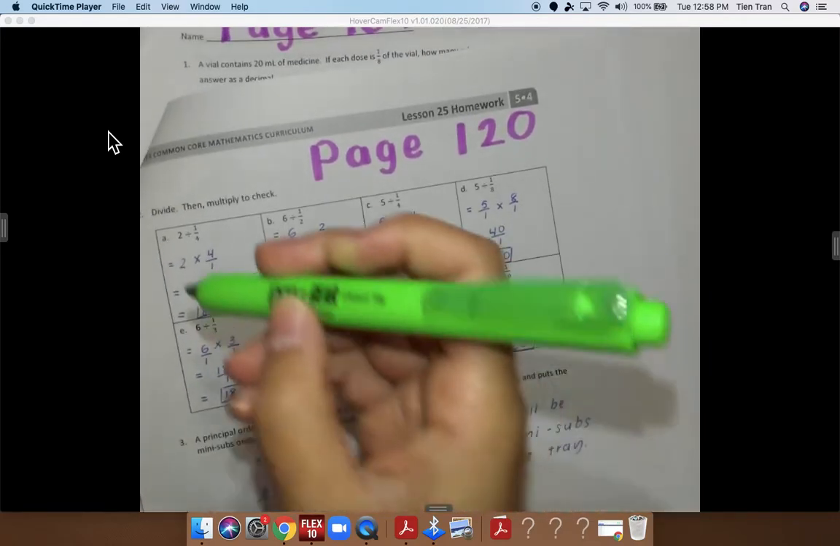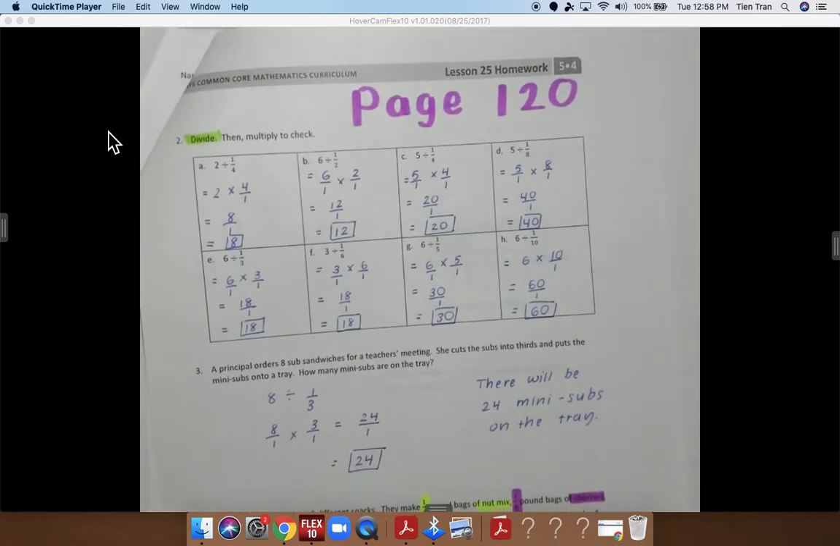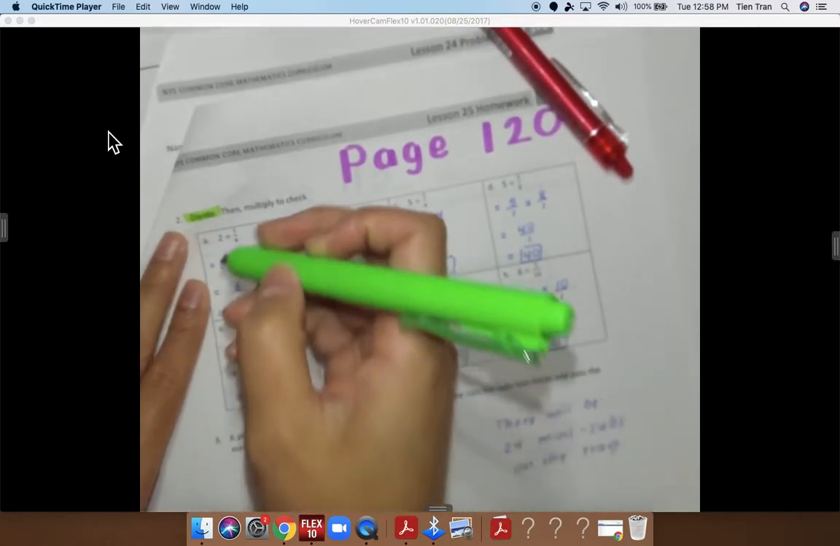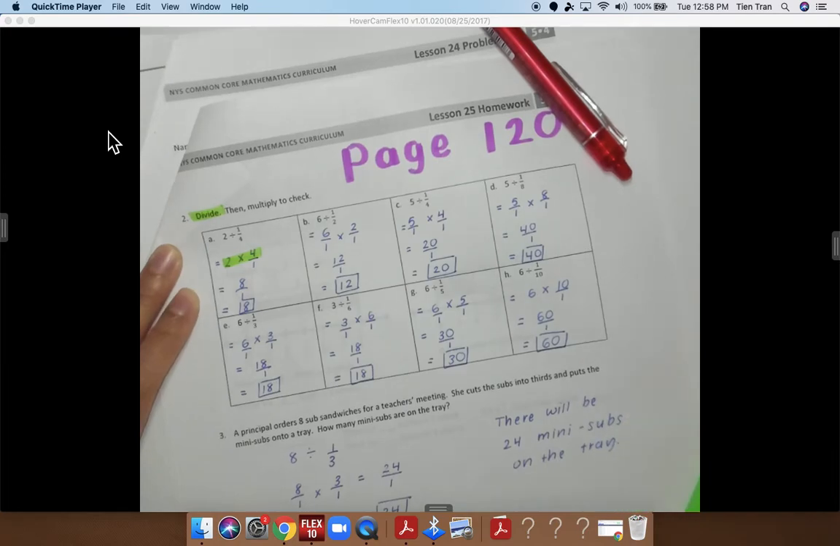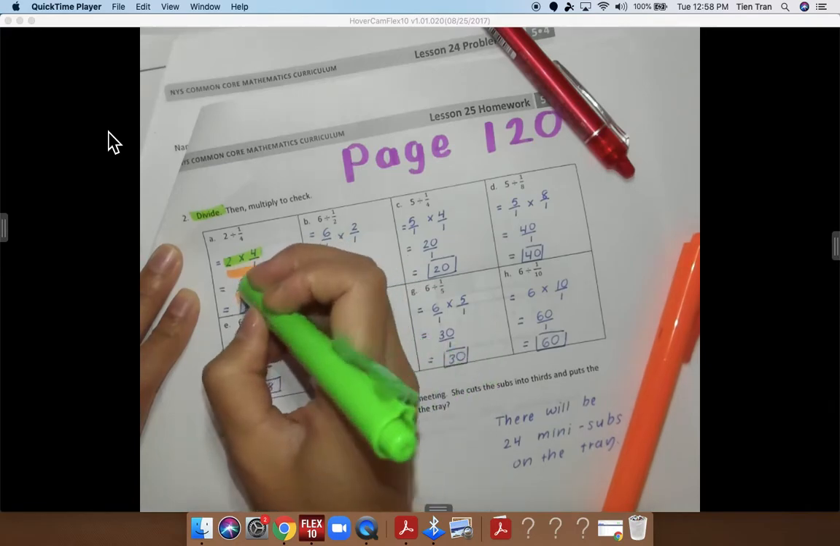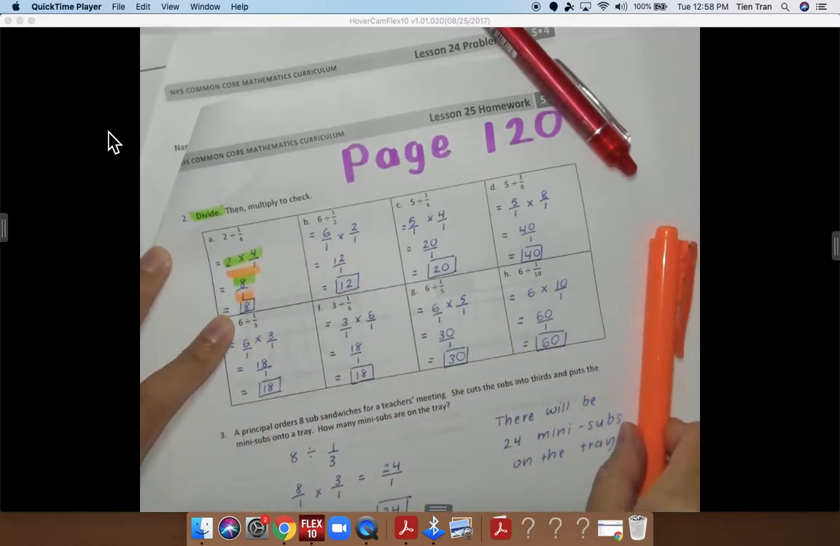For this page, they only ask you to divide and then multiply to check. So here is my division. If you want to check, you would multiply your numbers 2 and 4, but we're just going to divide for now. Here we're multiplying our numerator, and then multiplying our denominator. So 2 times 4 is equal to 8, and 1 times 1 is equal to 1. 8 divided by 1 is equal to 8.